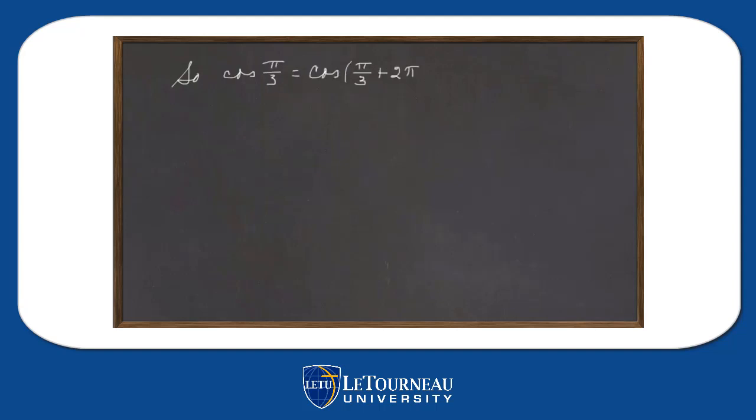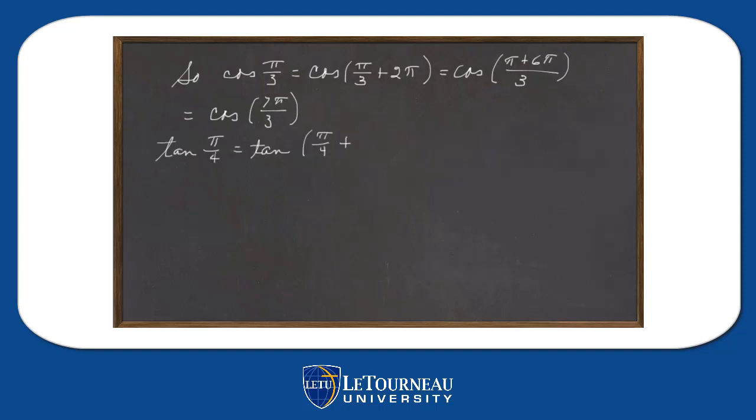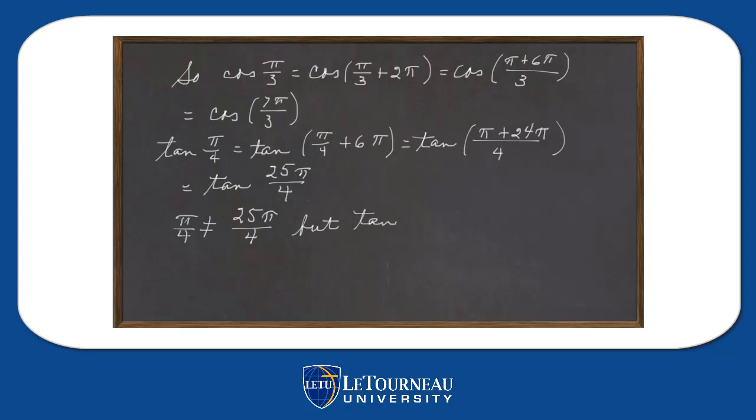So, the cosine of pi over 3 equals the cosine of pi over 3 plus 2 pi. Be careful doing your arithmetic. So the cosine of pi over 3 is the same as the cosine of 7 pi over 3. Similarly, add 6 pi to pi over 4. Do the arithmetic. The tangent of pi over 4 is the same as the tangent of 25 pi over 4.